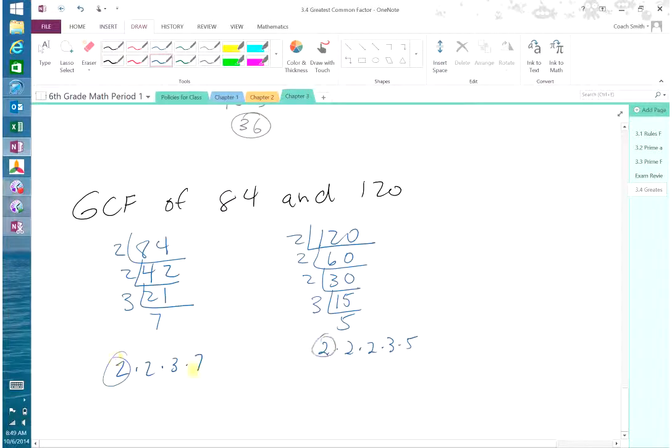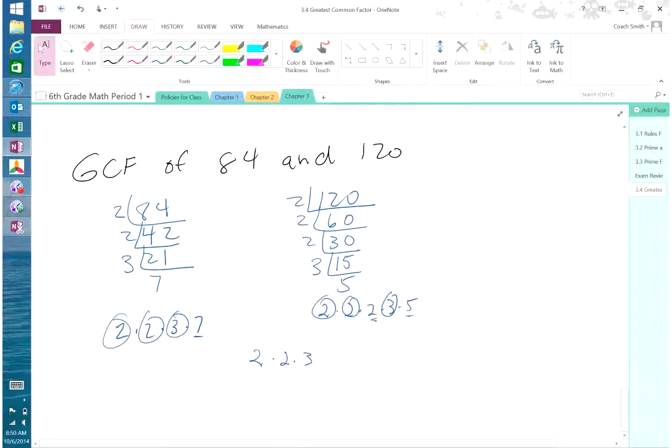There's one that's common. There's one that's common. And there's one that's common. The 7's not common. The 5's not common. And the third 2's not common. So 2 times 2 times 3, which is 12.